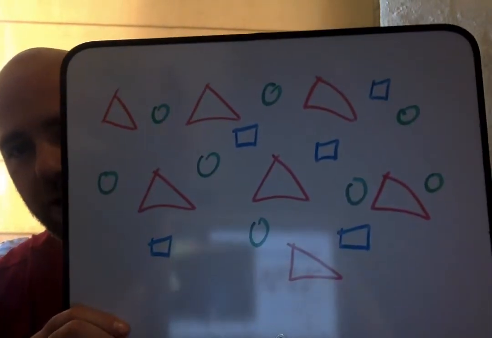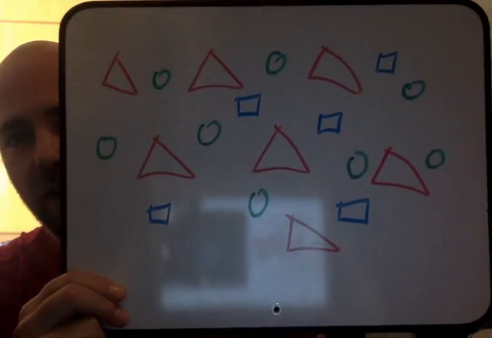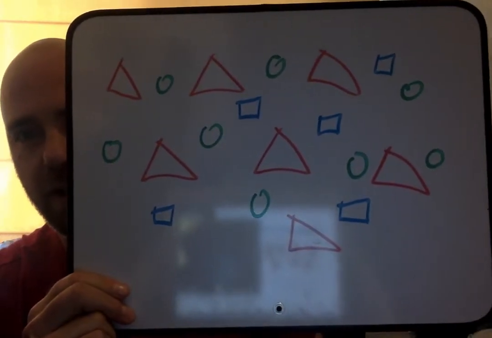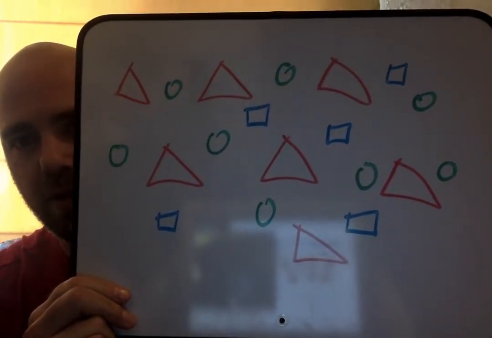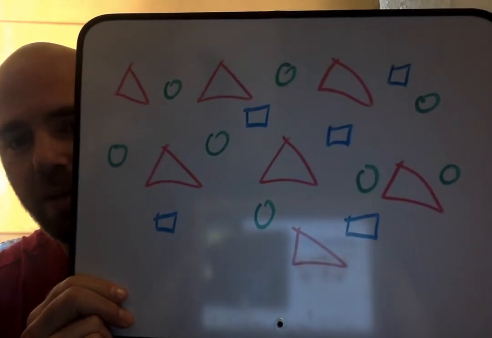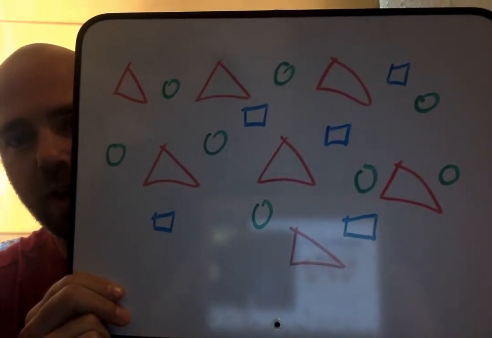I've got this example that we're going to use. Here's the picture. I've got red triangles, green circles, and blue squares. I'll give you a second just to count everything up, and then I'm going to go over a couple of things.